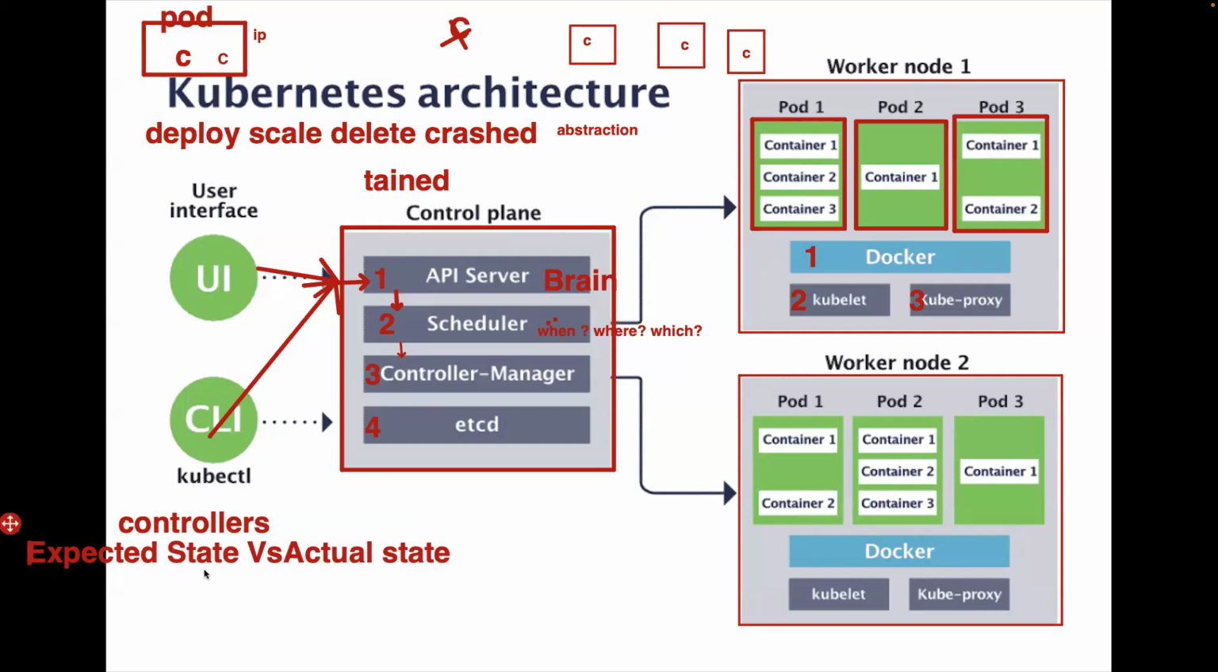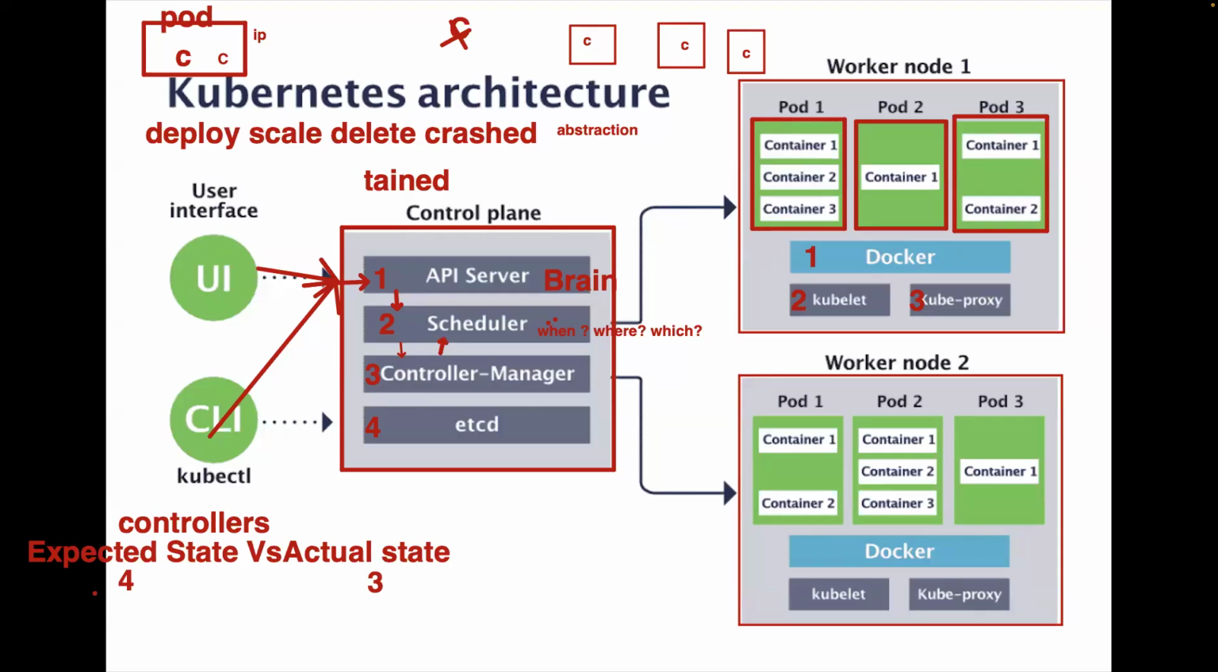So it will compare the actual state with the expected state defined in the manifest or in your commands. And once it compares, it will identify, okay, expected is 4, but there are only 3. So it has to start a new pod. It will do this comparison and give this information to the scheduler. Scheduler will schedule that 1 pod to be started on the worker nodes accordingly. So this is what controllers do.